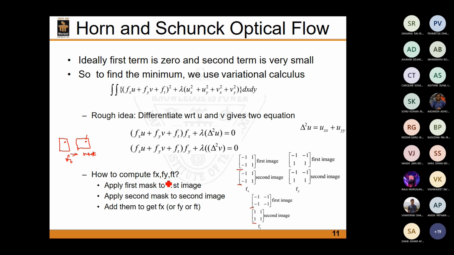So by making use of these masks, we can calculate the values for fx, fy and ft. And what you have to remember is that these are applied for both the frames, because basically what you're doing is trying to find the displacement of the pixel along two consecutive frames.